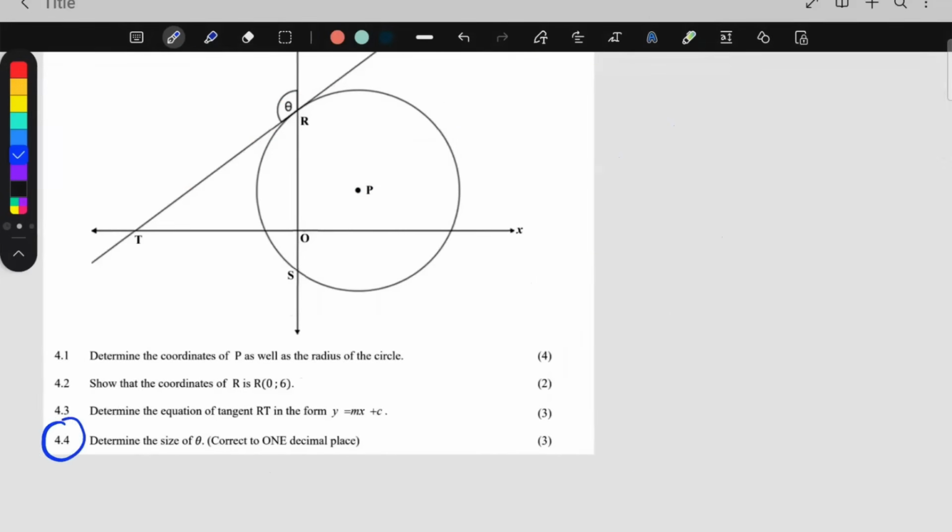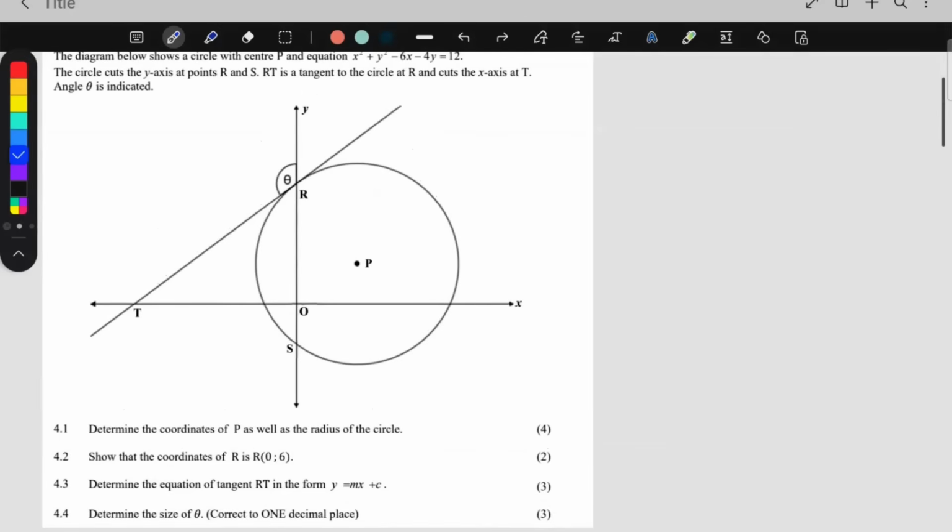Okay, our next question is 4.4 and it says, determine the size of theta, correct to 1 decimal place, okay? Don't make a mistake there. So we have to determine the size of this angle over here. So we need a plan, eh? When you look at this question, we don't always start with the question. The question is looking for theta, but we might start somewhere else, eh?